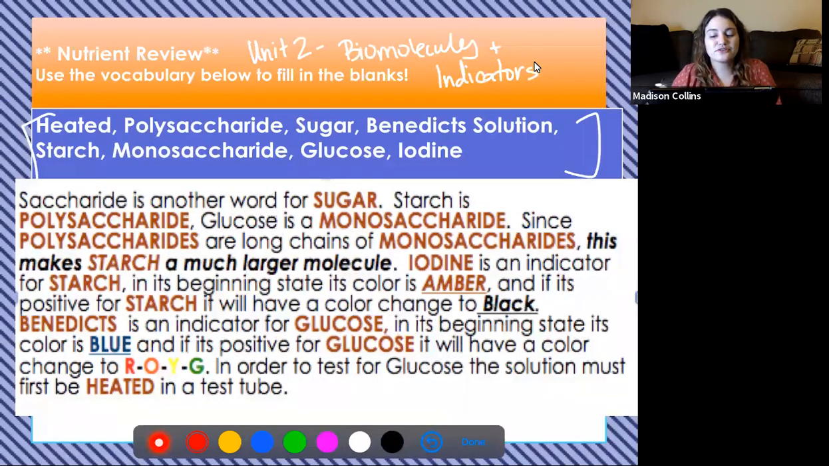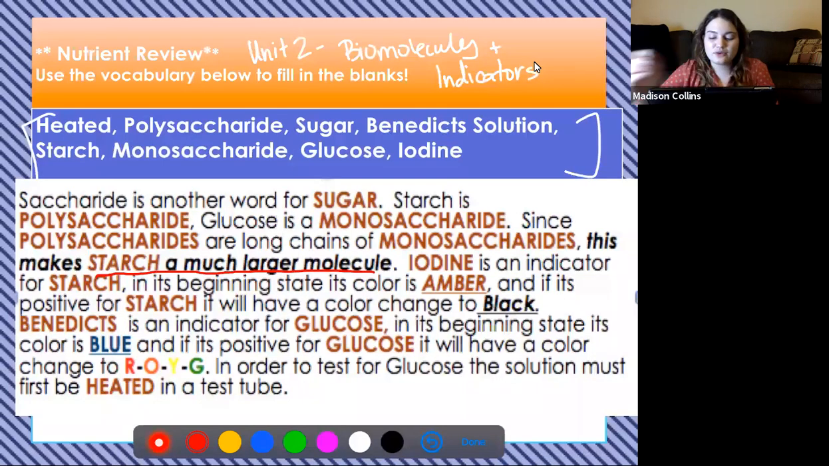Saccharide is another word for sugar. Starch is a polysaccharide. Glucose is a monosaccharide. Since polysaccharides are long chains of monosaccharides, this makes starch a much bigger molecule. I'm going to highlight that. It's going to come up today. Iodine is an indicator for starch. In its beginning state, its color is amber. And if it's positive for starch, it will have a color change to black.